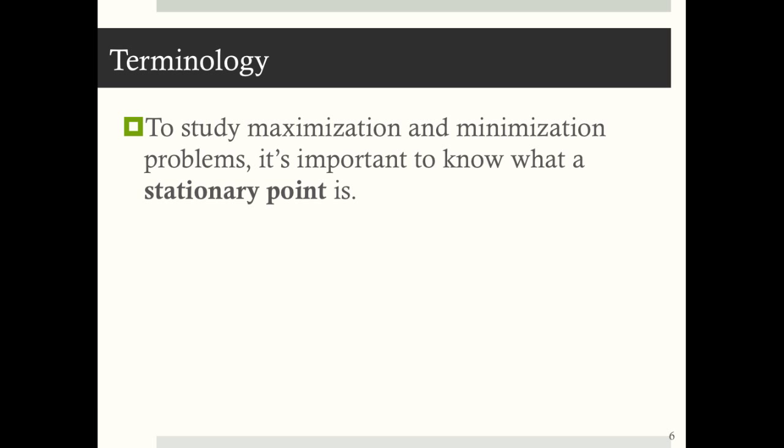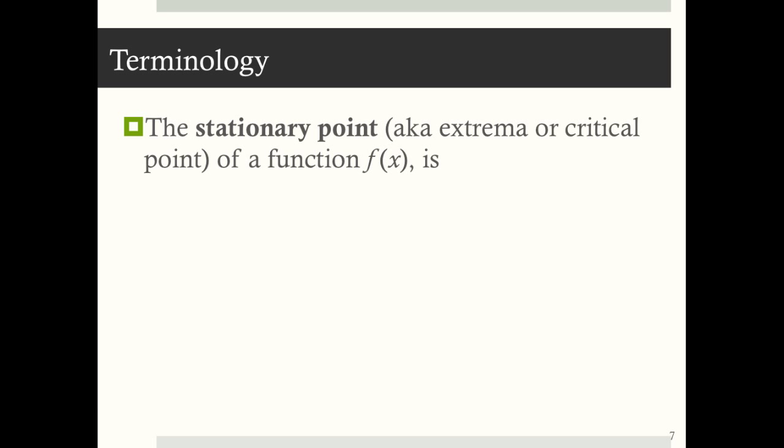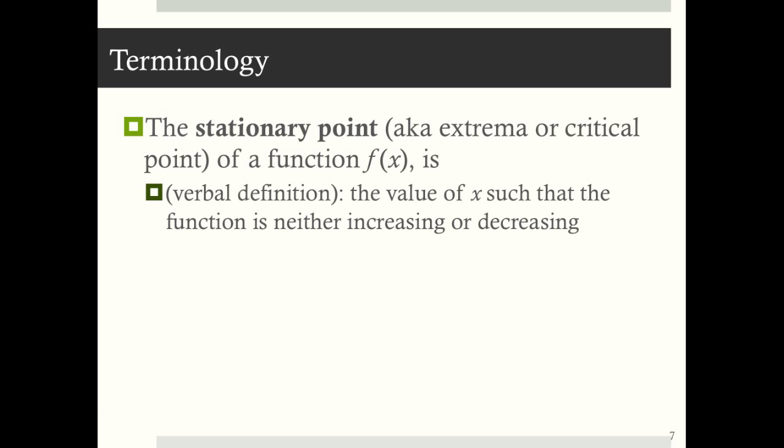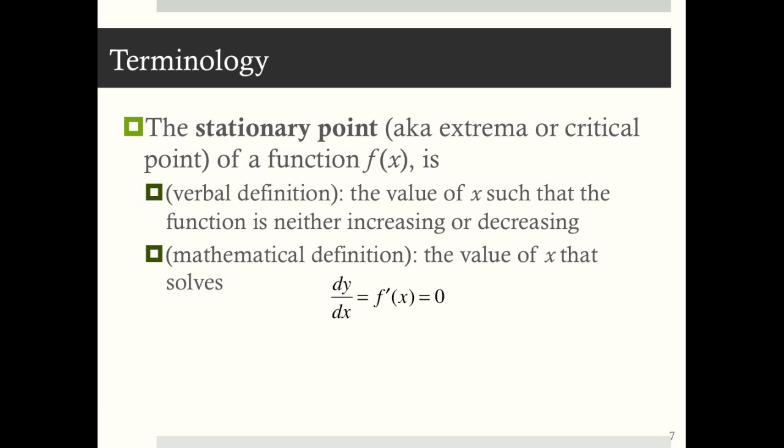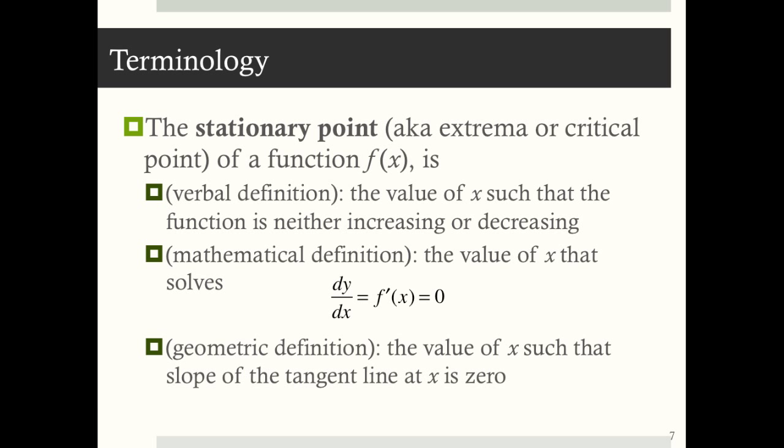Now, to study maximization and minimization problems, it's important to know what a stationary point is. The stationary point of a function, also known as its extrema or its critical point, is defined in three ways. First, the verbal definition: the stationary point is the value of x such that the function is neither increasing nor decreasing. The mathematical definition is that the stationary point is the value of x, we call it x star, that solves dy/dx or f prime of x equals 0. And the geometric definition is that the stationary point is the value of x such that the slope of the tangent line at x is equal to 0.